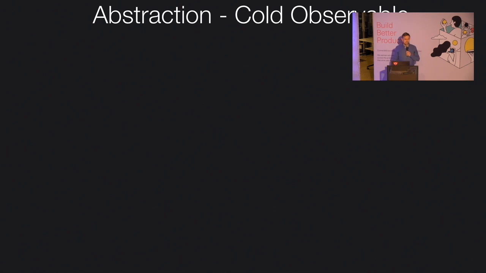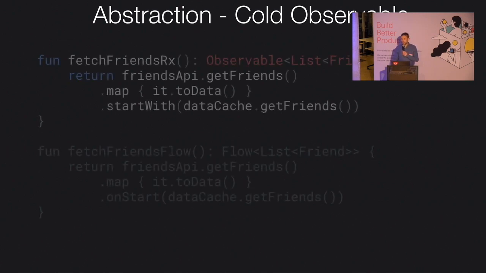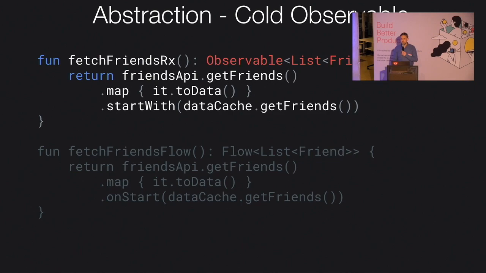Now, that was the easy part. What happens when you have an Observable? This is when you're emitting multiple values, and this is where you would want to use a Flow. The operators, which I'll get into later, are almost identical. So here, if we're fetching friends using Rx, we're calling getFriends, mapping it to our data model, and calling startWith.